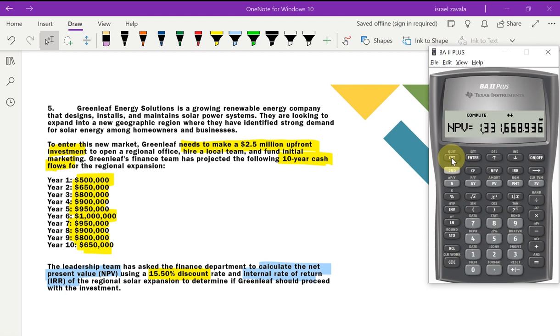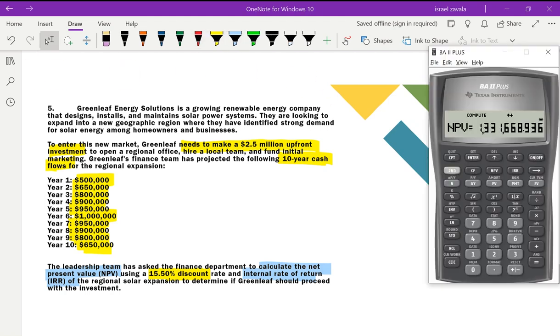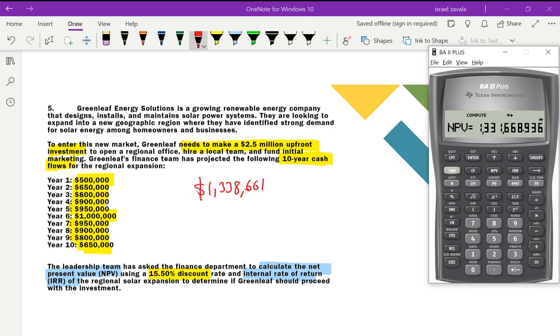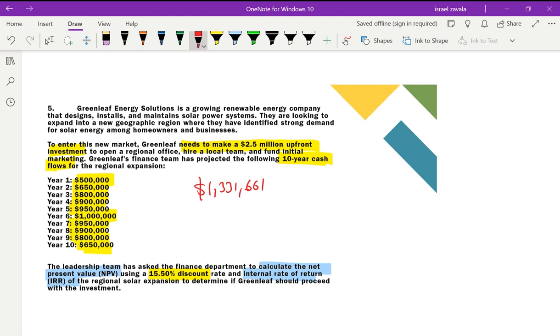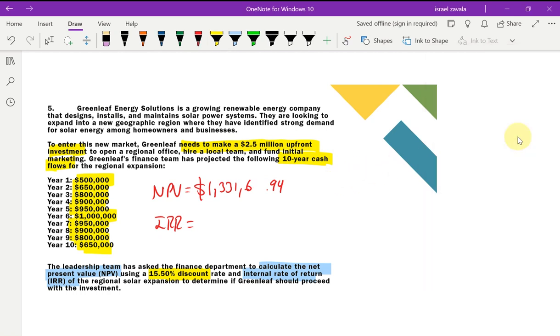So our NPV is 1,331,668. Oops. Let's see here. Is that right? 1,331,668.94. Okay, this is our NPV. Let me make sure this was right. 1,331,668.94.